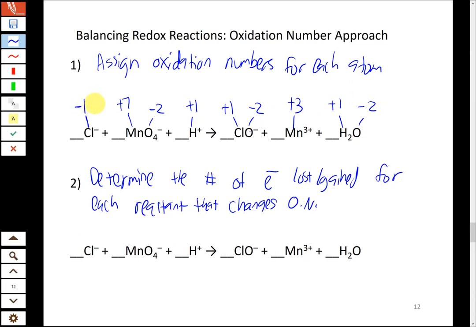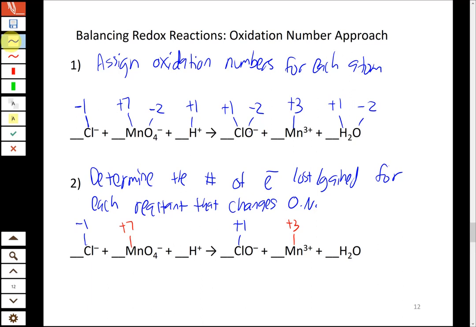So we see that chlorine is going from minus 1 on the reactant side to plus 1 on the product side. So we're going to need to look at that one. The ones that are changing now are chlorine, which is minus 1 to plus 1. And the other one that's changing, which I'll write in a different color for now, is manganese. Mn goes from plus 7 on the reactant side to plus 3 on the product side. All right, so we have, again, 2 sets of changing oxidation numbers. You always have that in a redox reaction.